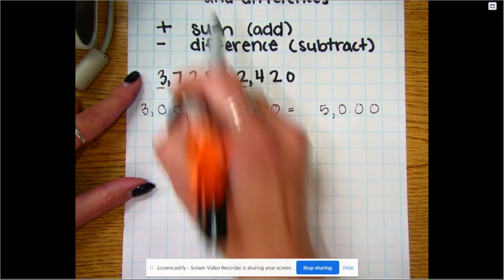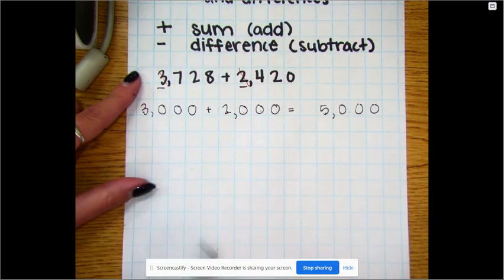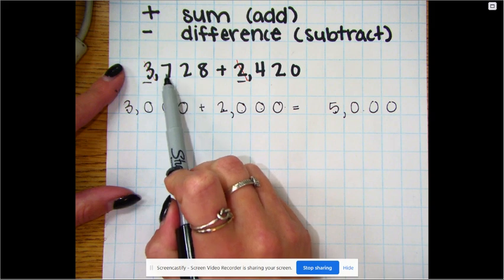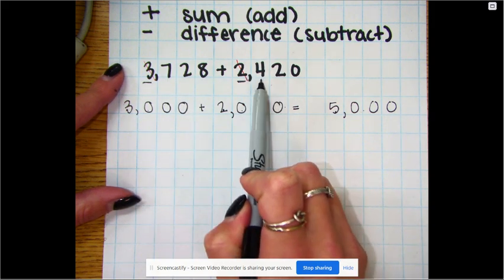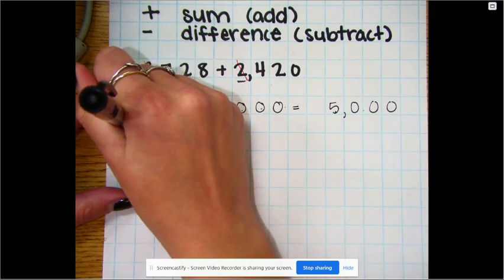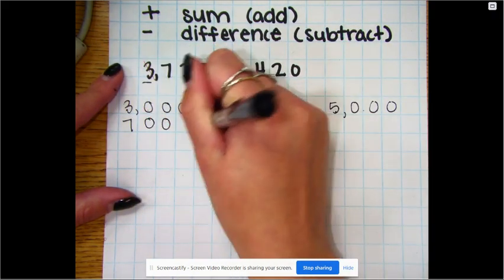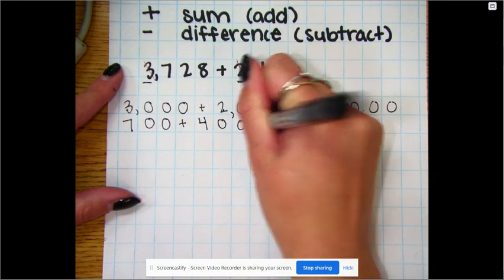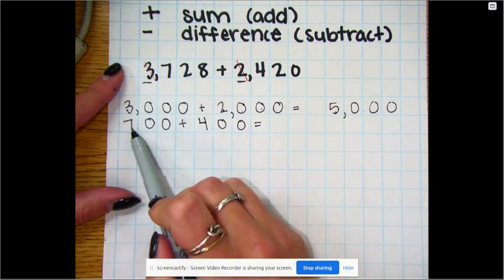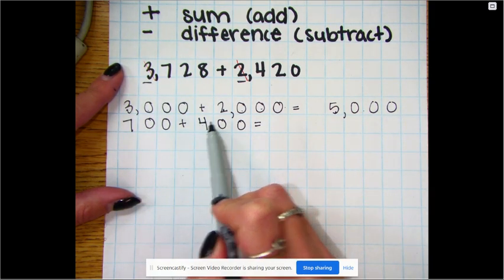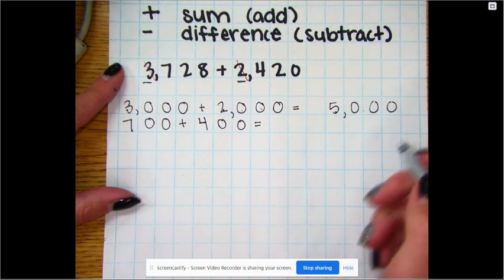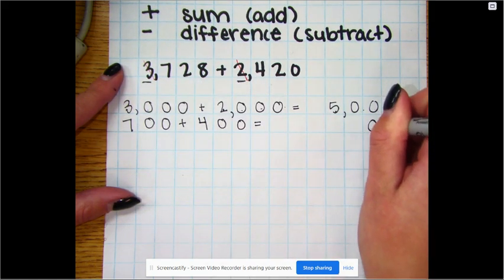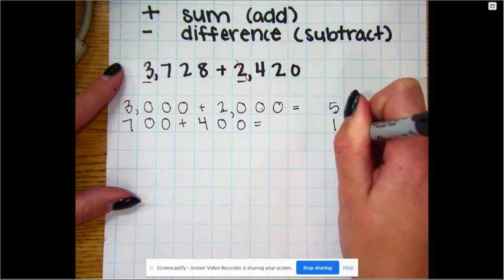Next, I'm going to cross out what I just used so I don't get confused. I'm going to look in my hundreds place value. I have 700 and I have 400. So let's take that together. 700 plus 400 equals, well, 7 plus 4 is 11. And then I'm going to add 2 zeros because I know there are 2 zeros. And I know my zeros are going to go in my ones place and my tens place. And then my 11.